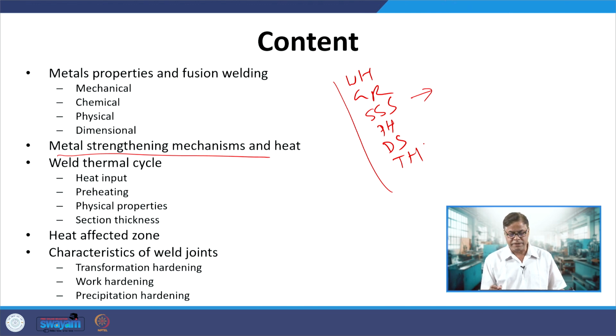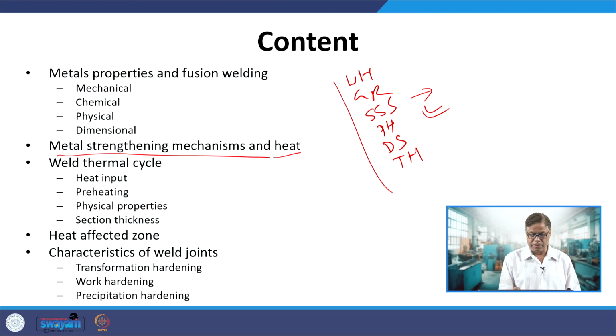There are various mechanisms, and depending upon the way by which a given metal has been strengthened, the effect of the heat being used during the welding will be affecting the weld joint and the joint properties in different ways. So, we will try to see how the metal strengthening mechanism affects the joint properties, and this is another important metallurgical aspect.